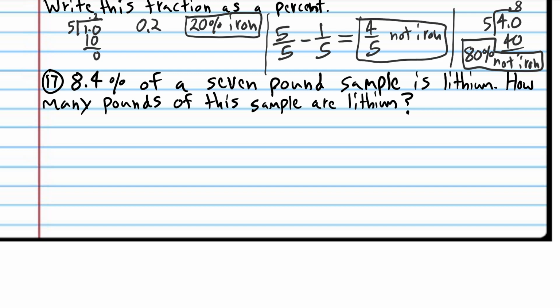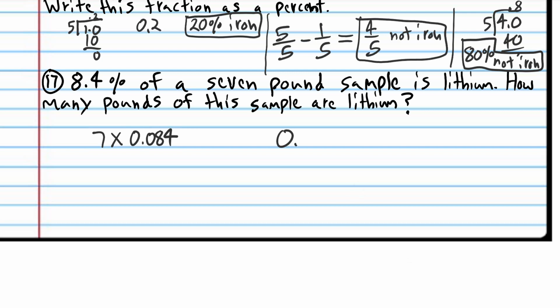This problem is just a basic type. So we have 7 pounds, and we're told that 8.4% of that 7 is lithium. So this is a problem where you're just finding 8.4% of 7. So we already did that in one problem. You just take the number and you multiply it by the percent written as a decimal. And that gives you the answer. Very simple. That's how you find the percent of a number. Take the percent, change it to a decimal, and multiply it into the number.